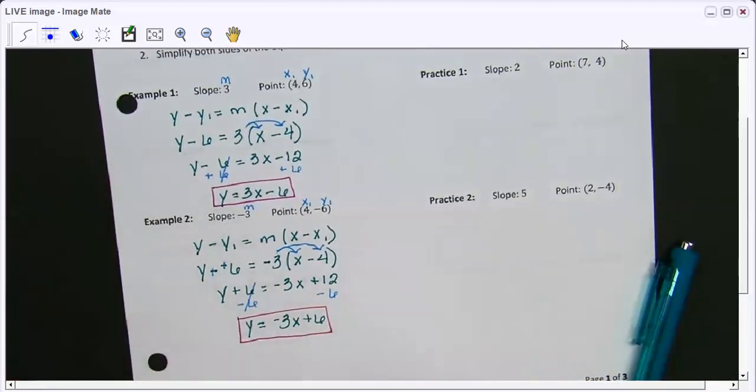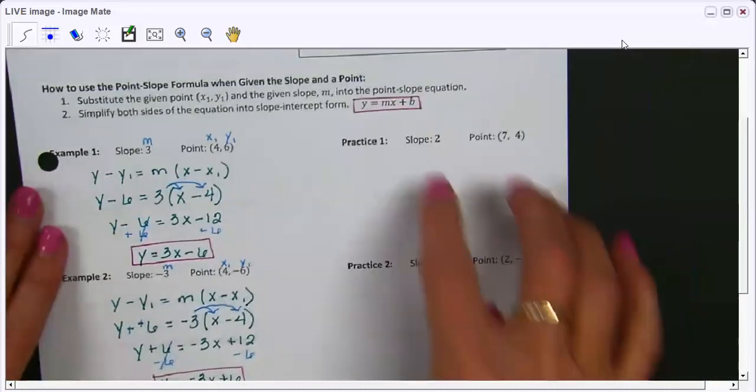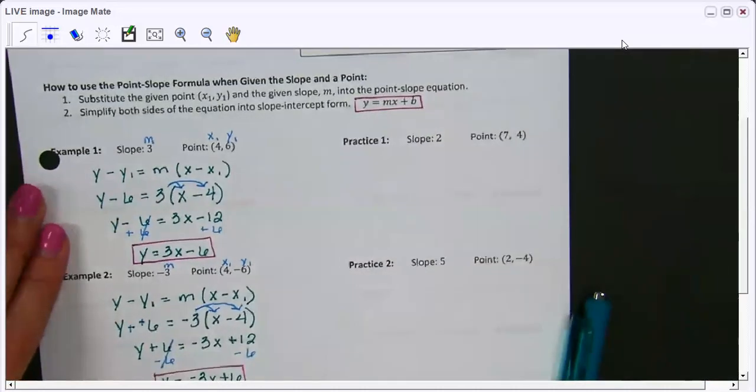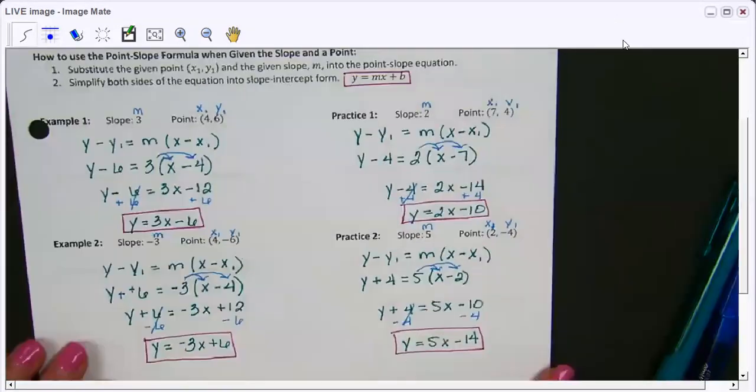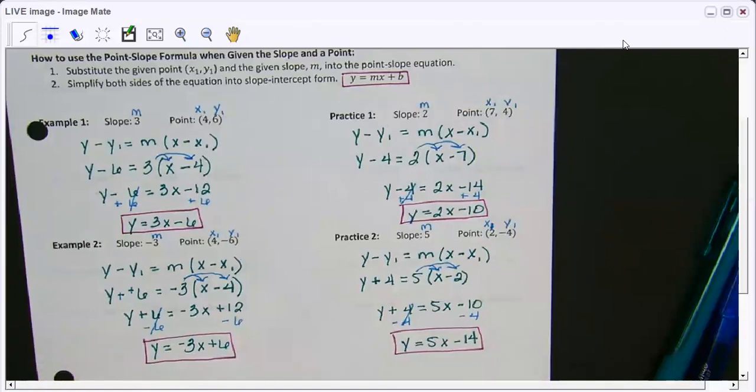All right, are there any questions on how to do this? Okay, I want you to go ahead and do practice 1 and practice 2 on your own, and then we'll come back and check it. Okay, I want you to go ahead and check practice 1 and 2. Make sure you understand it.